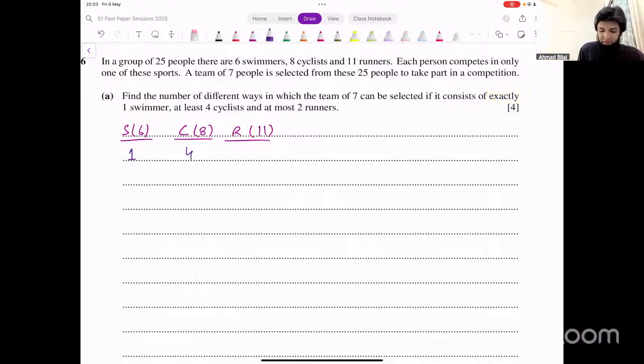So let's choose 4 for now for the first case. And then runners can be at most 2. So one possible case can be 1, 4, and 2. That's one possible case. Then with one swimmer, the number of cyclists could be 5, and the number of runners could be 1. That's also possible.